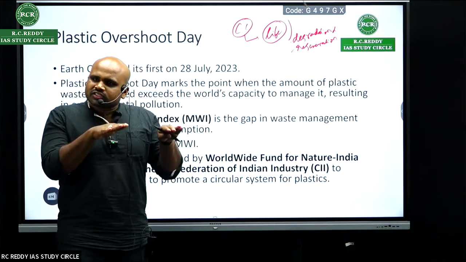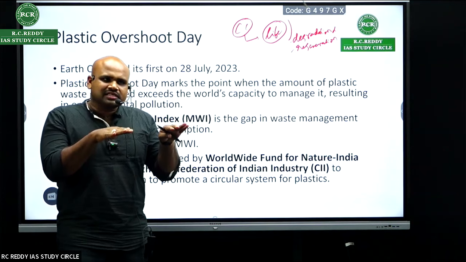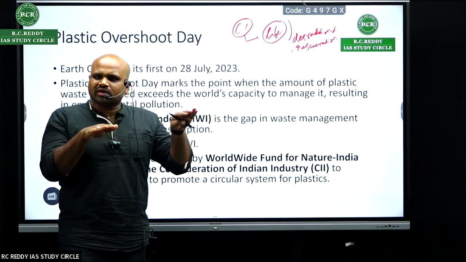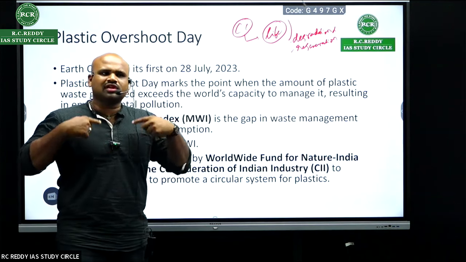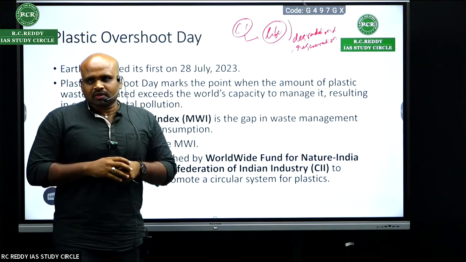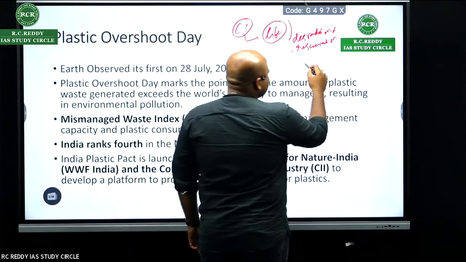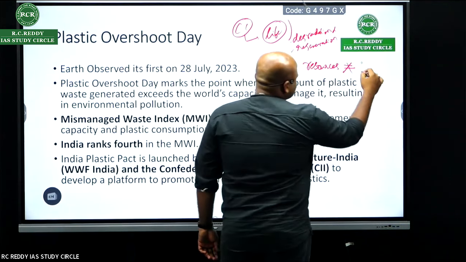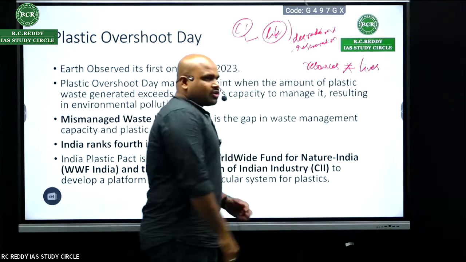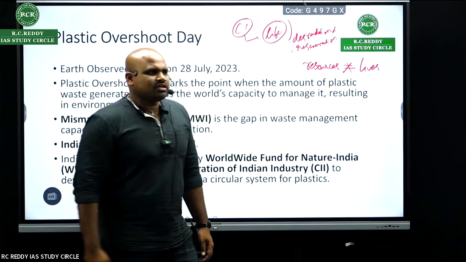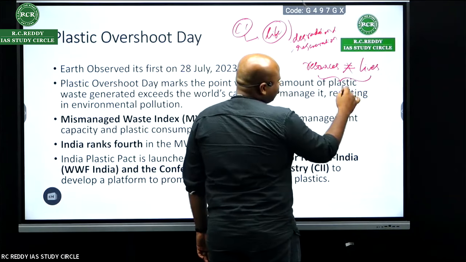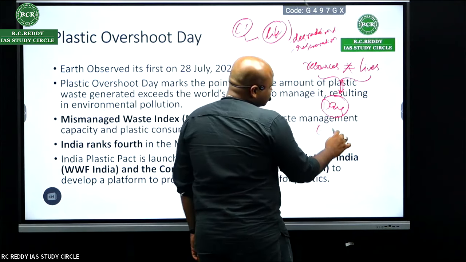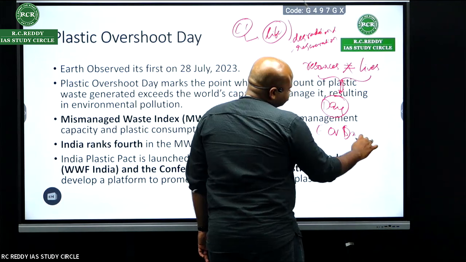Now, when I have this ecosystem balance and this ecological balance, I see that there is a reciprocal, symbiotic interaction existing between biotic and abiotic, and it is going to support all of the living organisms which are existing. Now, when the resources existing on the earth are not able to support the lives that are present on the earth, whichever day this occurs is what is called Earth Overshoot Day.